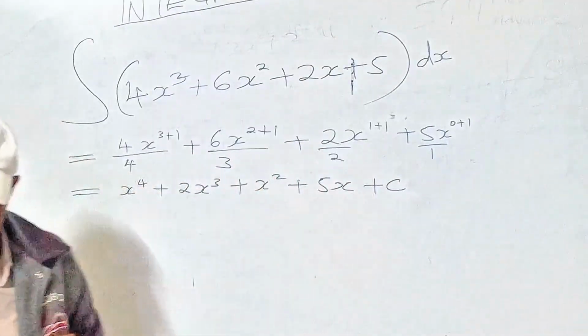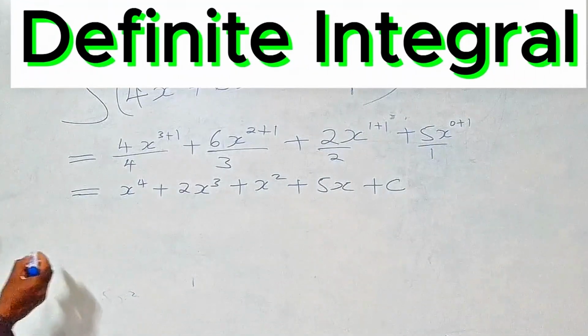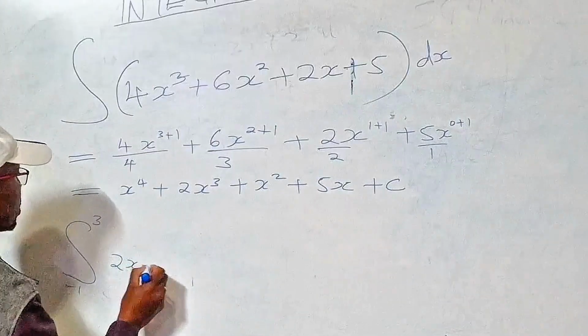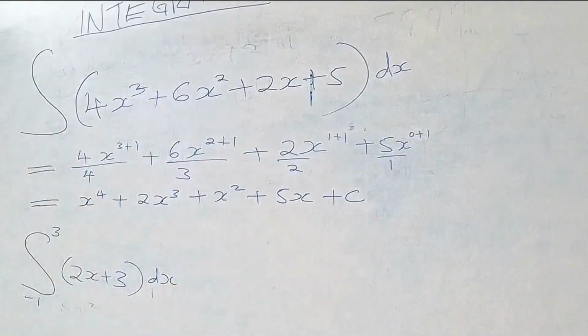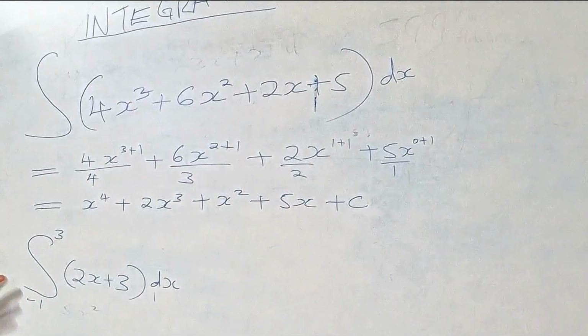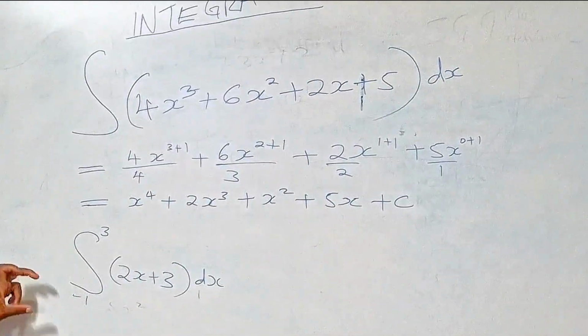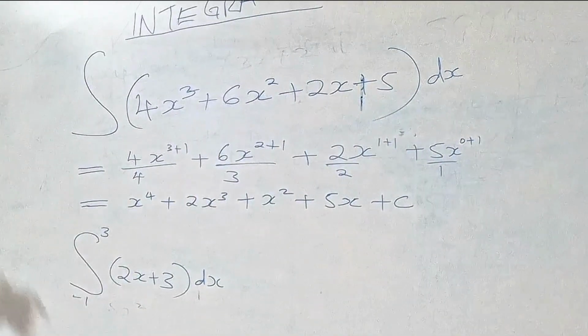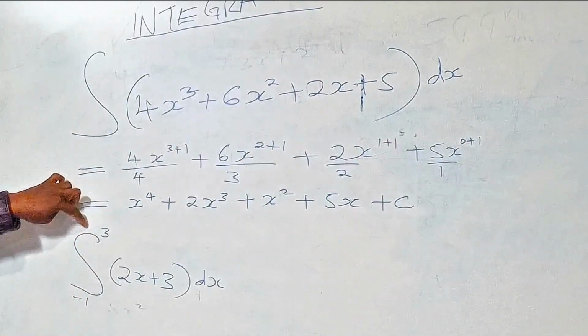Let us now think of a definite integral where we have the limits. Function as 2x plus 3 dx. So what happens when you have limits? When you have limits, now it is no longer an indefinite integral. It will be a definite integral because it will be having a limit from the lower limit of -1 to the upper limit of +3.